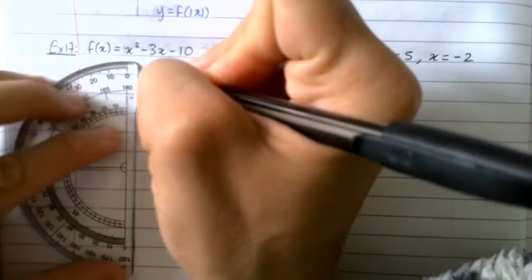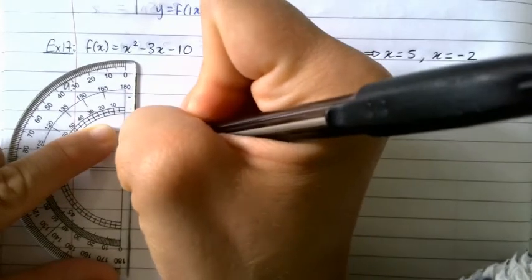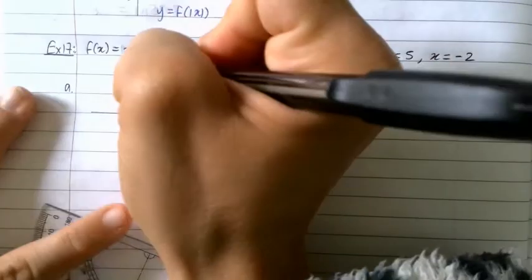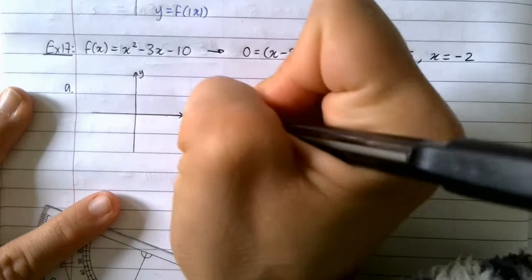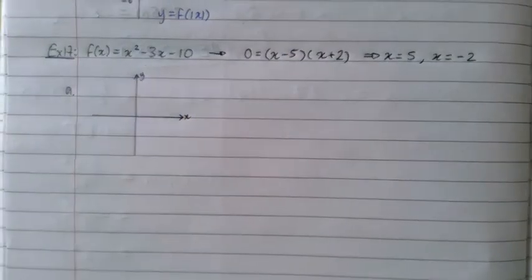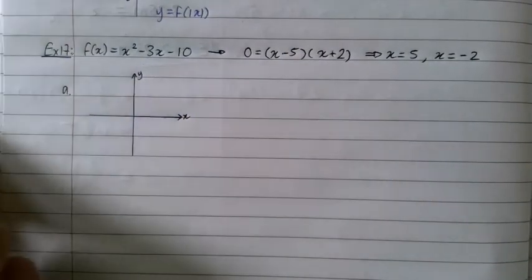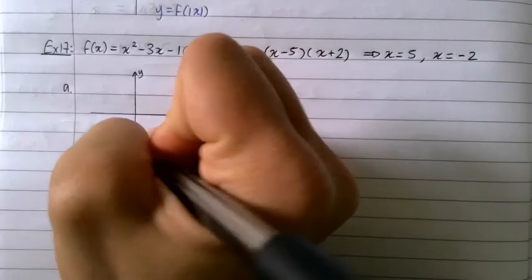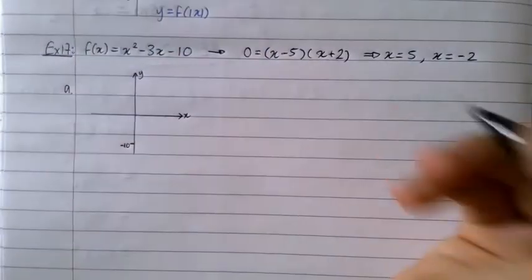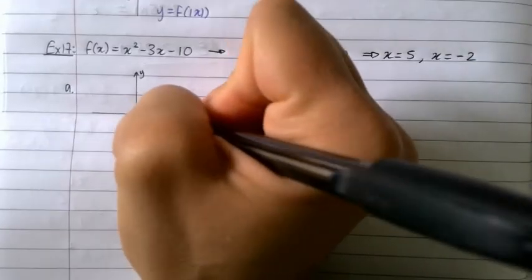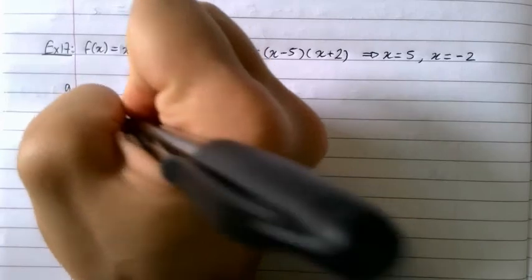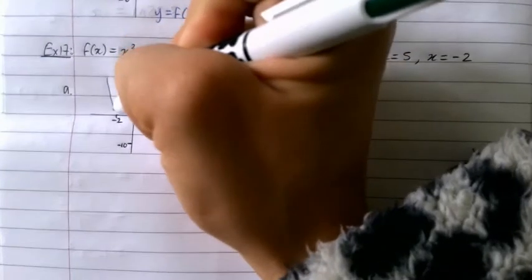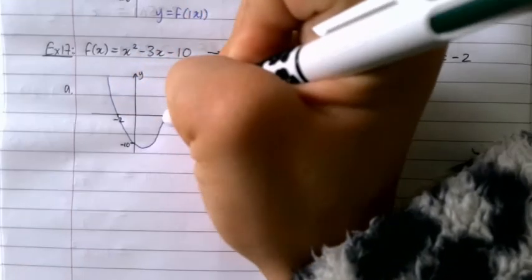So I'm just going to draw myself a set of axes. Remember, this is just a sketch, so labelling all the intersection points with the general shape of the graph is all that's necessary. So this is a quadratic that passes through -10, and it will pass through x is 5 and -2. So y equals f of x is going to look something like this.